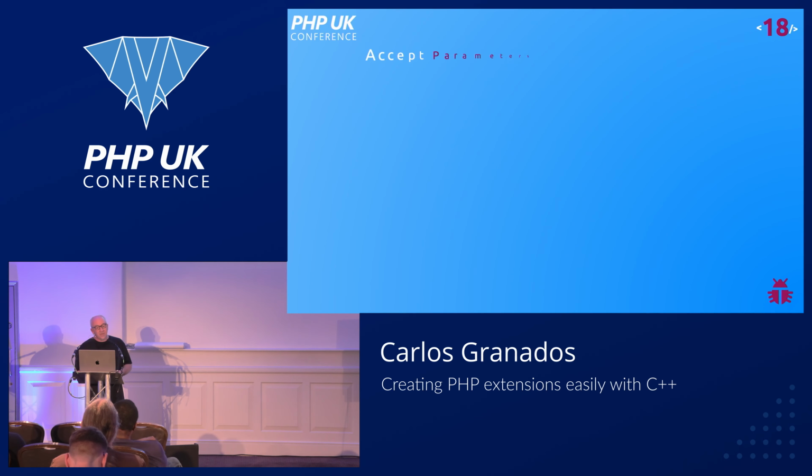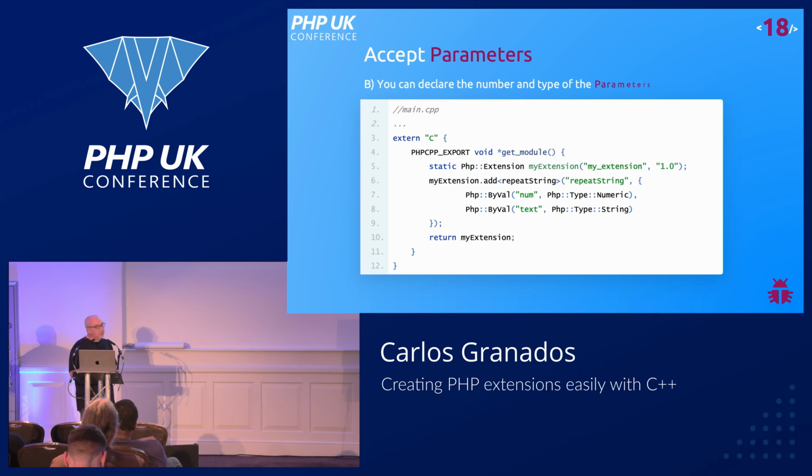When you declare this function in your get module thing, you don't need to, because in PHP, a lot of things are optional. In this case here, you can declare the number and the type of the parameters that you are expecting to get. So in this case here, I'm saying that I'm expecting this function, repeat string, to receive a number, numeric, with the name num, and a string with the name text. And then PHP knows about this, and it will enforce this. So if, for example, you try to pass an integer as the second parameter, it's going to complain that this is not allowed in your function. As I said, this is all optional, but you can declare this.